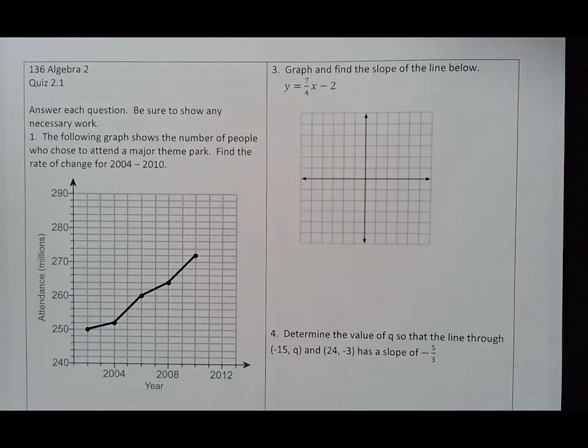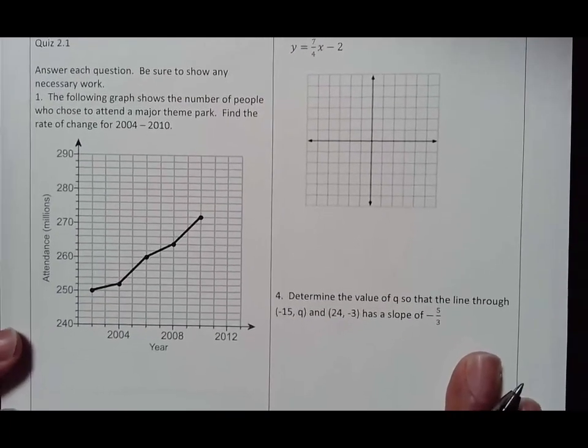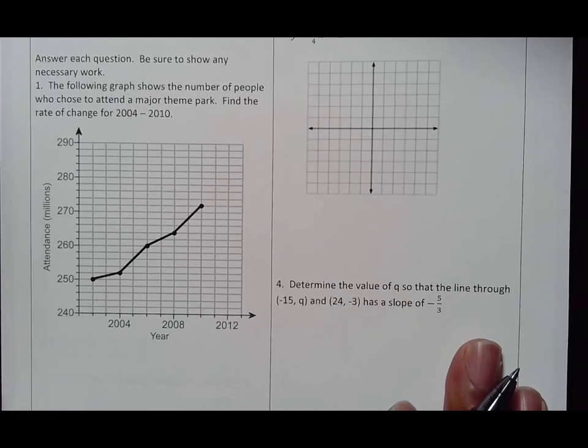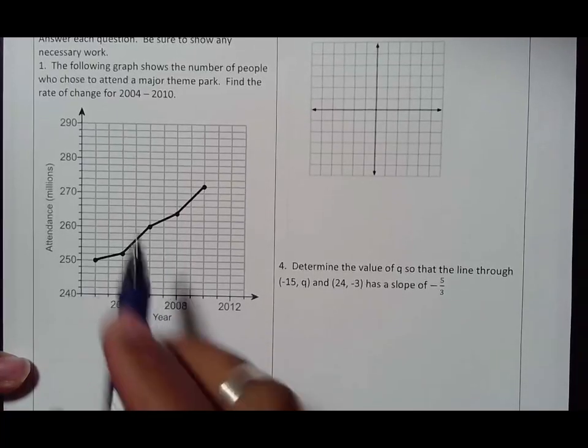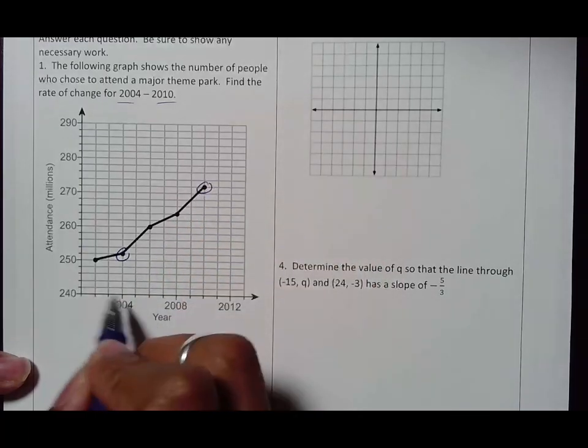All right, so this is just a real quick cover of the quiz that you just took. Again, I don't recommend that you do this without being caught up on chapters 2.4 through 2.6, but this is for you to fix your errors. The first one here, again, they wanted 2004 to 2010, so you're looking at this dot and this dot.